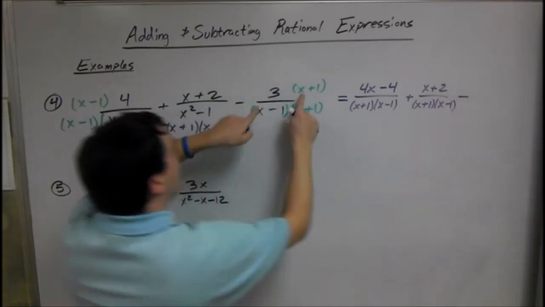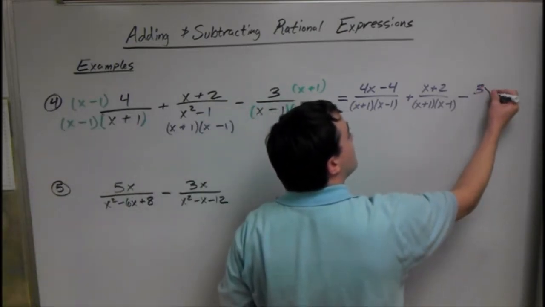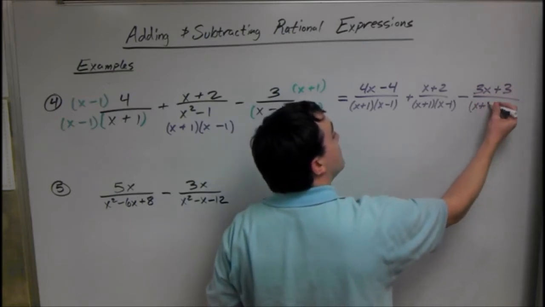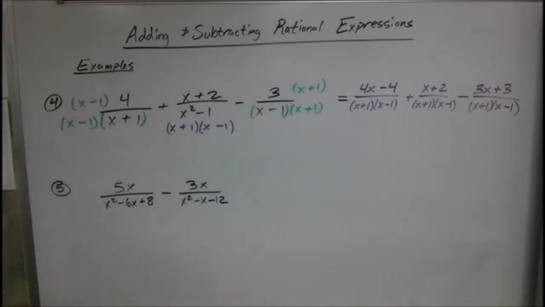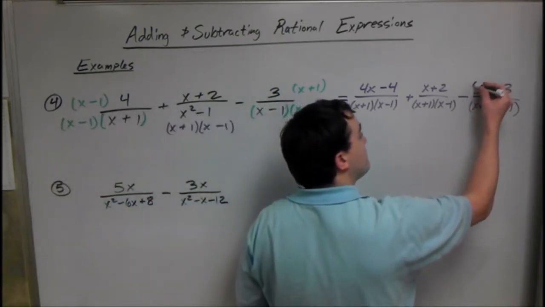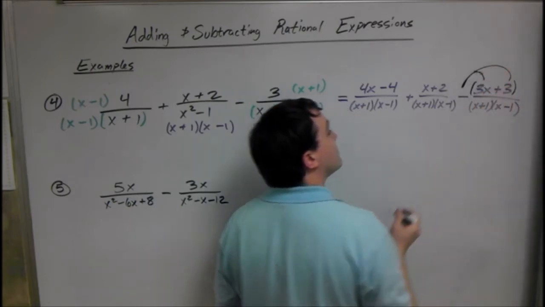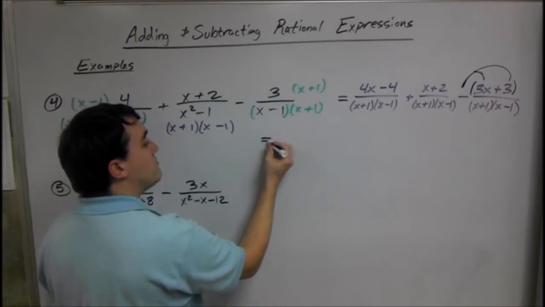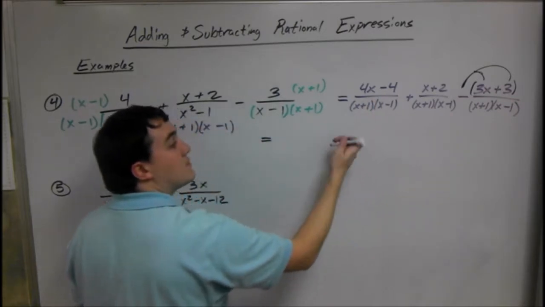Minus distributing. 3 times x is 3x, plus 3 times 1 is 3. So 3x plus 3 over, once again, the common denominator, x plus 1, x minus 1. So, almost done. Now we have to add like terms, and remember, since there's minus here, we have to distribute the minus. Minus is going to go to both of those. So, equals. Let's just make it one big fraction and at the same time distribute that negative.